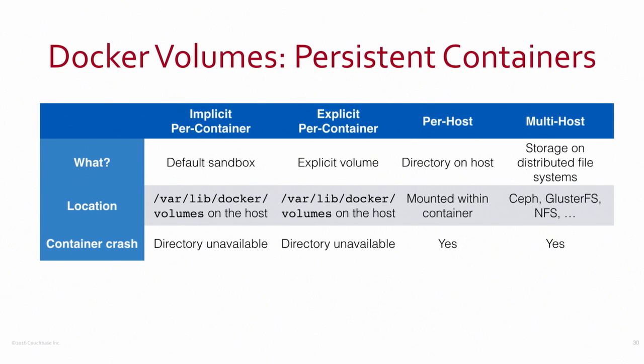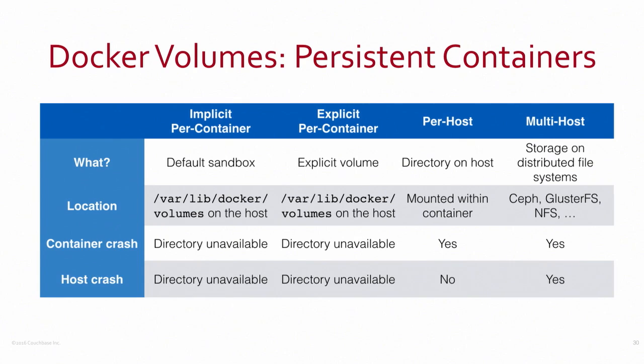On per host, where I'm doing my Docker volume mapping, say ~/couchbase to /opt/var/couchbase, that directory is available to me because it's on my host, and it's okay. I don't care about the container because the data is what is critical to me. And then in multi-host, of course, it is living somewhere else, so that directory, the data, is always accessible to me. More importantly, what happens if a host crashes?